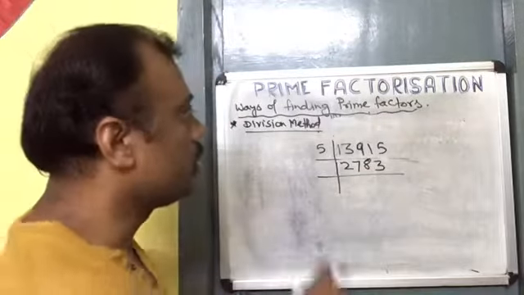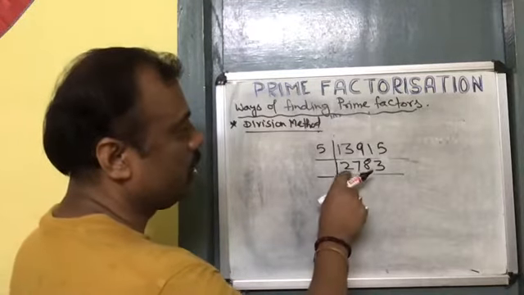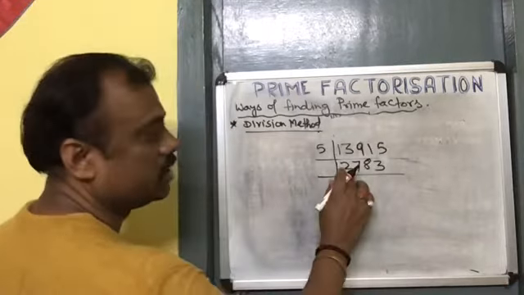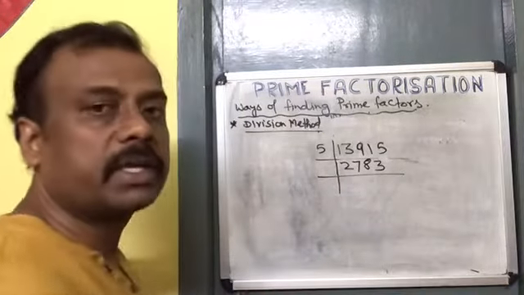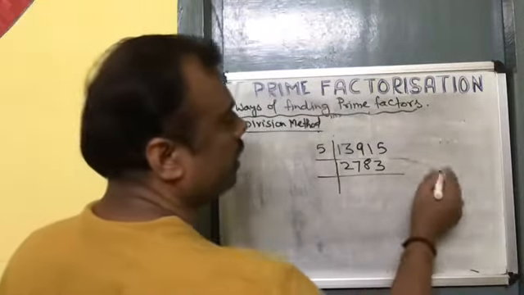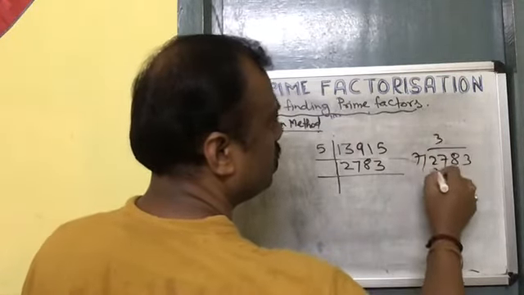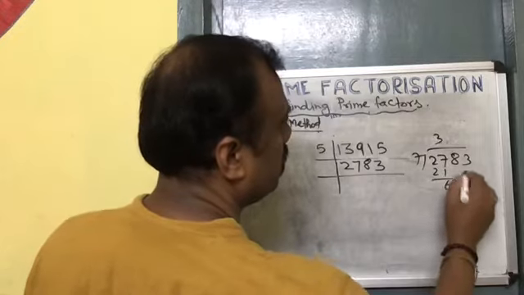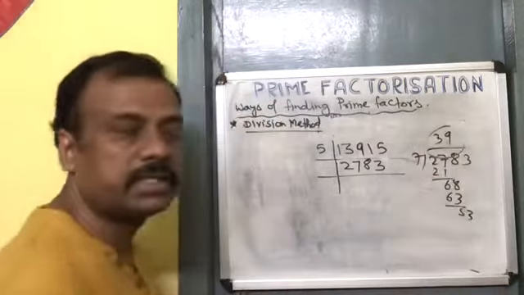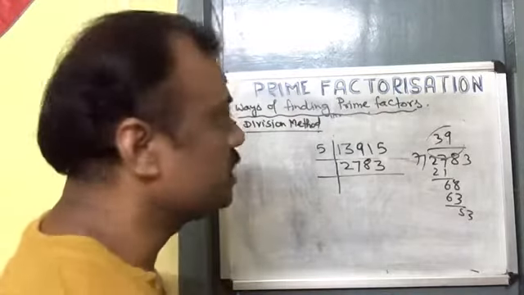Okay, so now think about after 5. So let us check this number by 7, whether this number is divisible by 7. If you remember the criteria, you can check it with the help of that, or just simply by dividing by 7. 21, 63. So this number is not divisible by 7. So let us go to another prime number, that is 11.